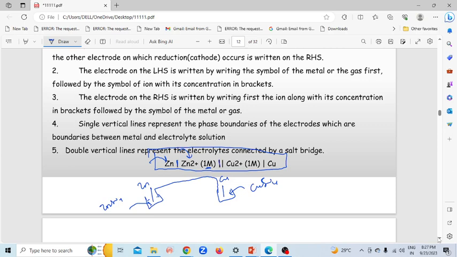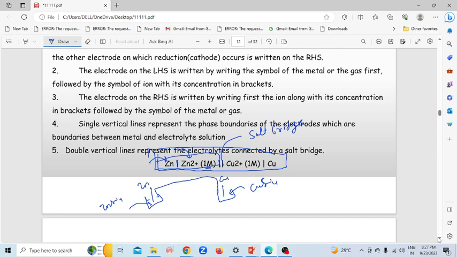Then these two vertical lines represent the salt bridge. So these two cells are connected with a salt bridge. Now this is the first half cell, up to here. Then this is the second half cell.